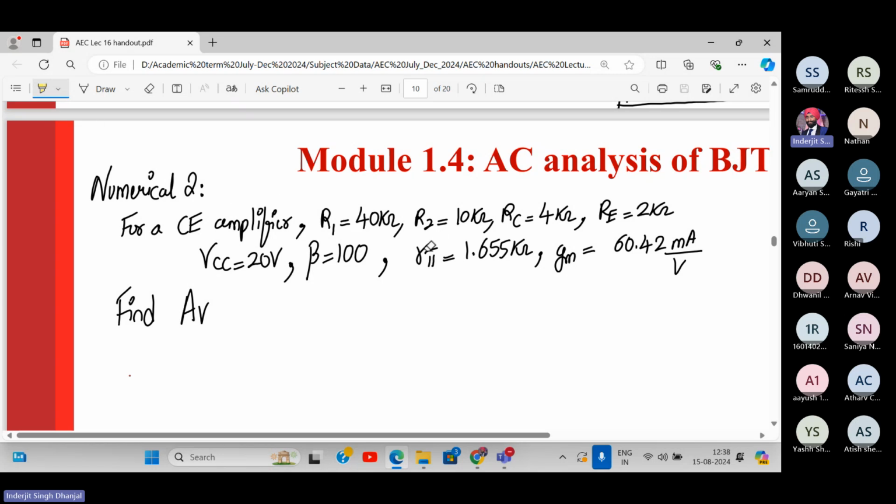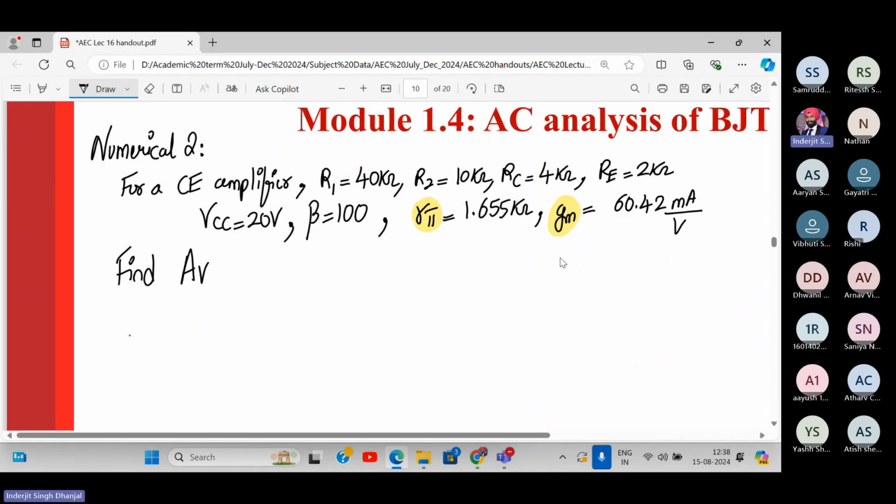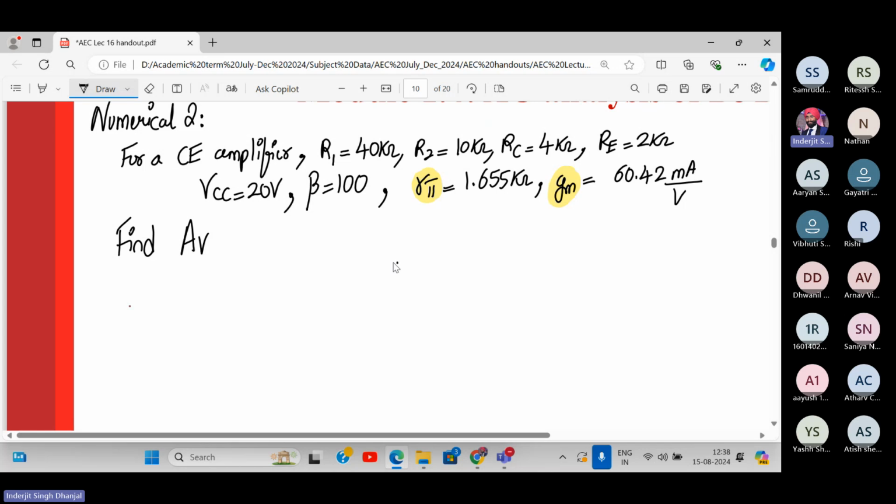If you want to find AV, and they have given the value of GM and RPI, do we have to do the DC analysis? Do we need to find VTH, RTH, IBQ, ICQ? No, because GM and RPI are directly given. So I'll give you 5 minutes. I'll take a break of 5 minutes and you have to solve AV and let me know the answer.